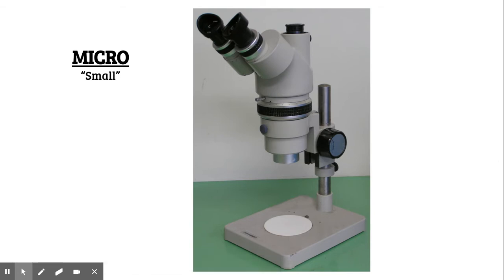I'm going to put both of those roots together. A microscope is a device that is used to see, there's where that scope comes in, something small. That's where micro comes in. So this is a microscope.